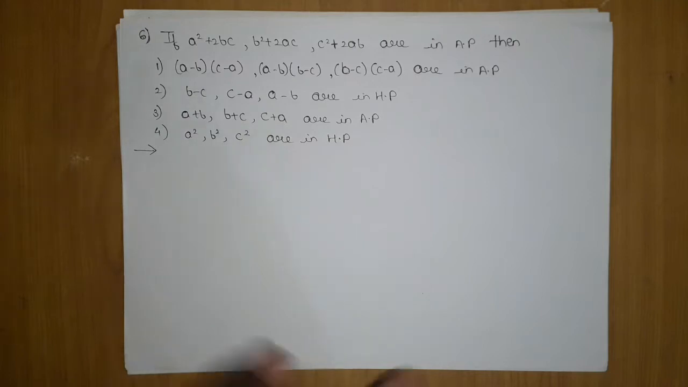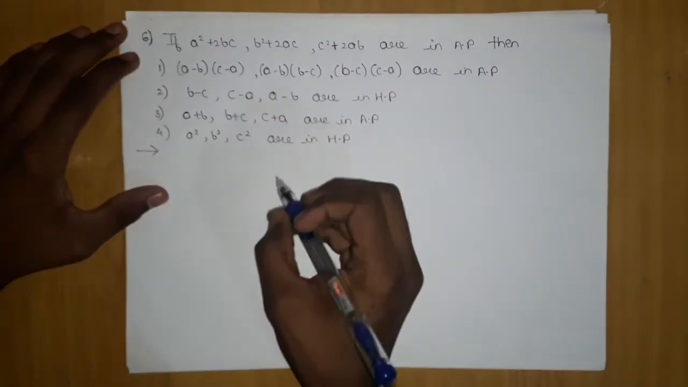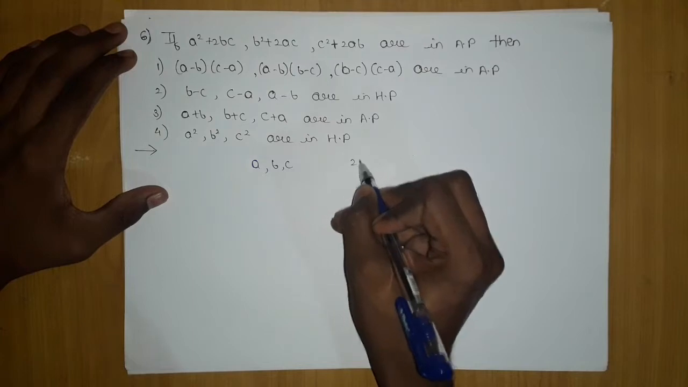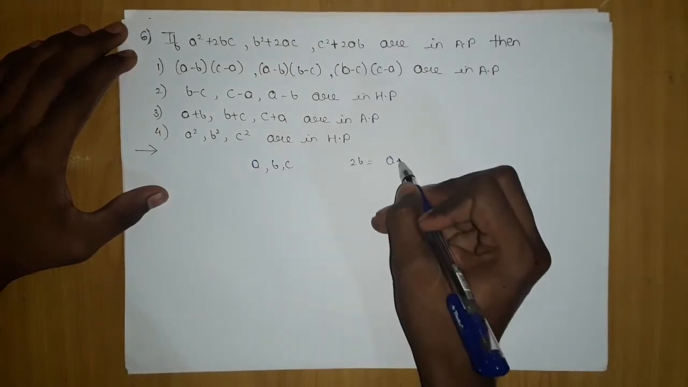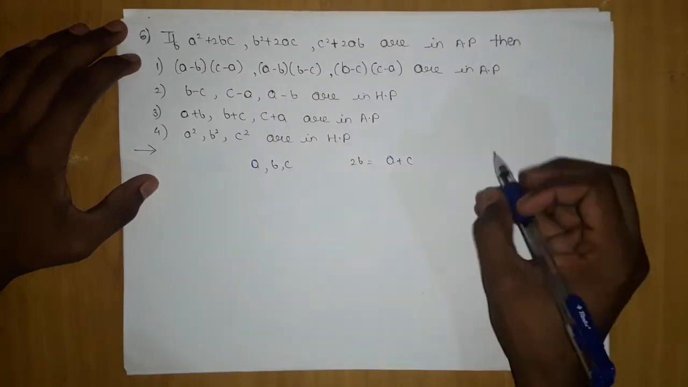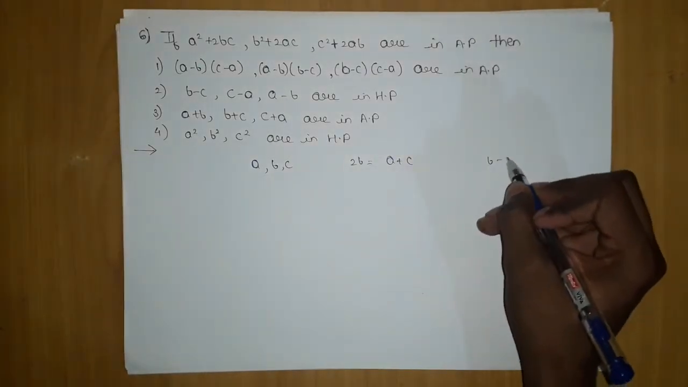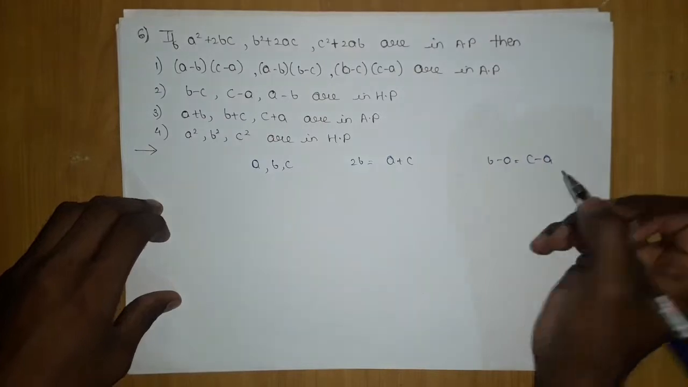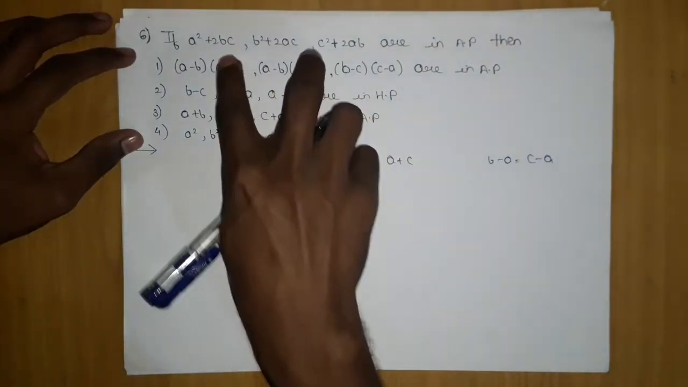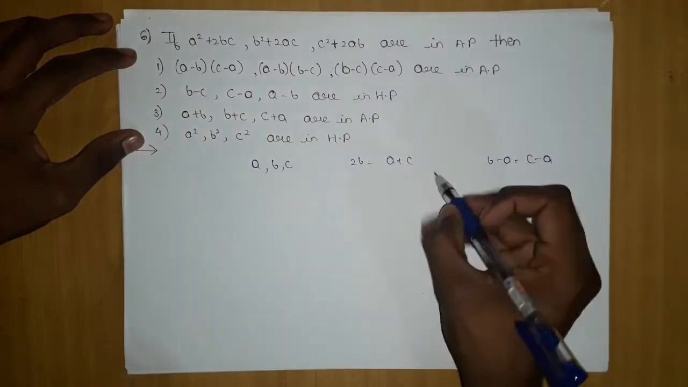Since it is an AP, let me do one thing. When there is an AP, we usually do one of two things. If I say a, b, c are in AP, you will tell me to do this: 2b is equal to a plus c. Instead of doing this, can I do this: b minus a equals c minus b? We will not waste our time multiplying by 2, and will directly do this step.